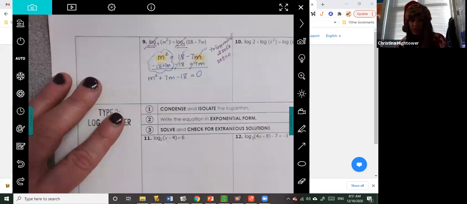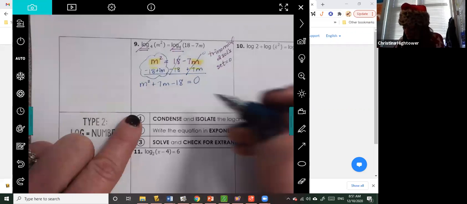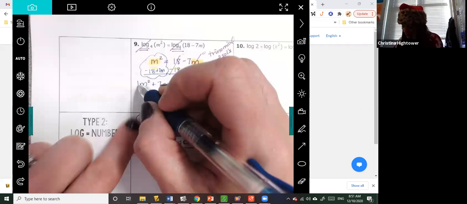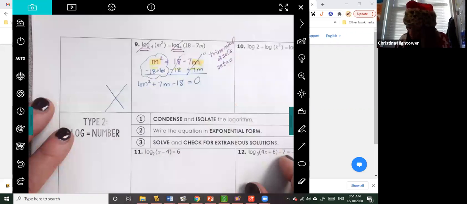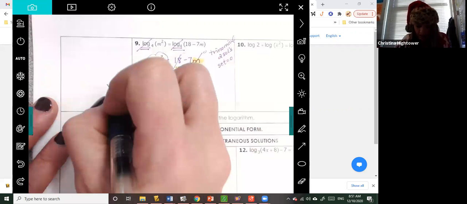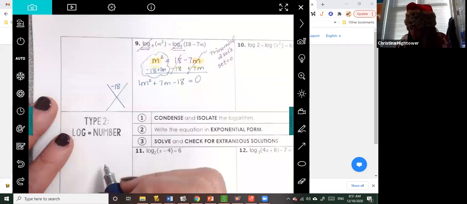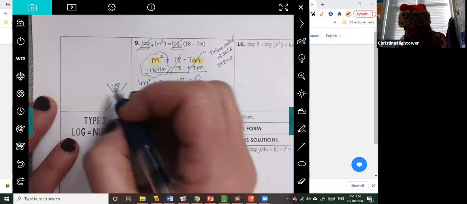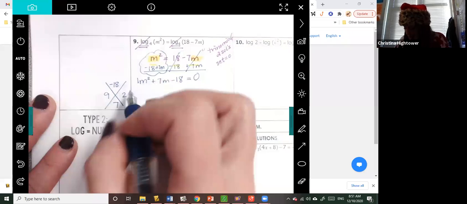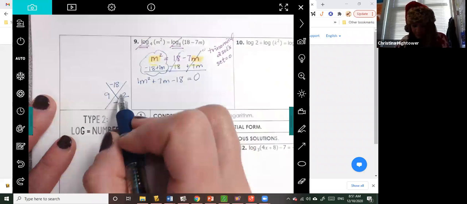All right, our favorite thing, this is a shortcut factoring because my a value is 1. So I can come over here and do a quick X method. What multiplies to give me a negative 18 and adds to give me 7? So I'm looking at 9 and 2. Looks like I need to make 2 negative.